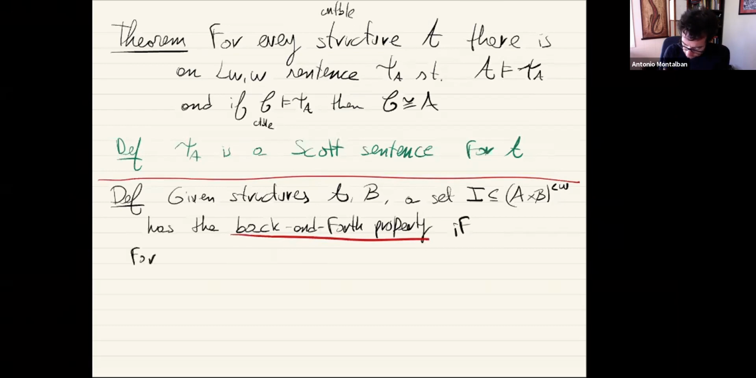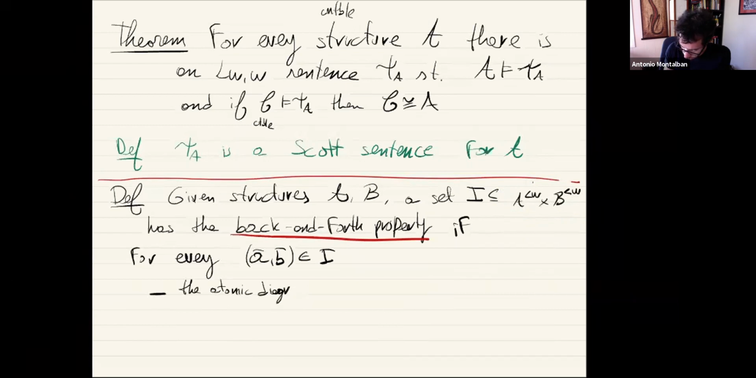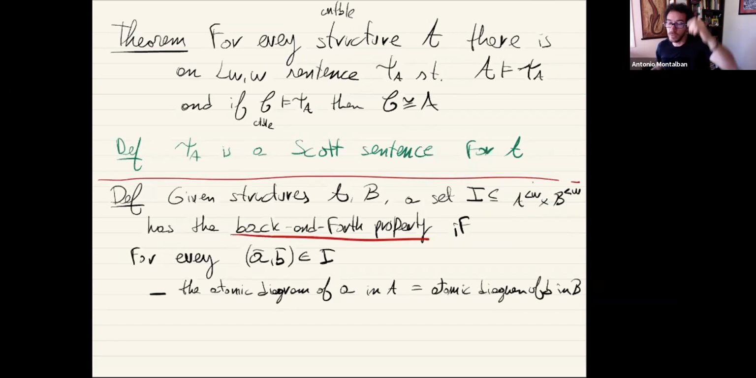Whenever, for every pair a, b that belongs to I, and I'm thinking of I as a subset of A to the less than omega times B to the less than omega, both tuples of the same size, you have three properties. The atomic diagram of a in A is equal to the atomic diagram of b in B. Okay, this is not exactly what I want.